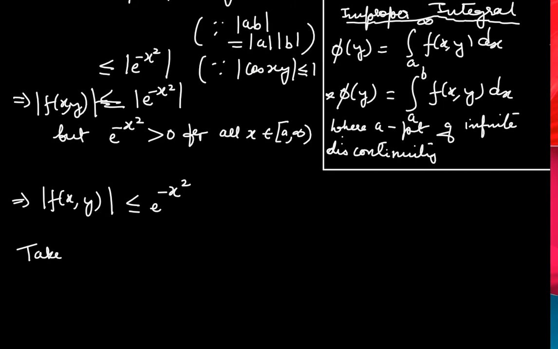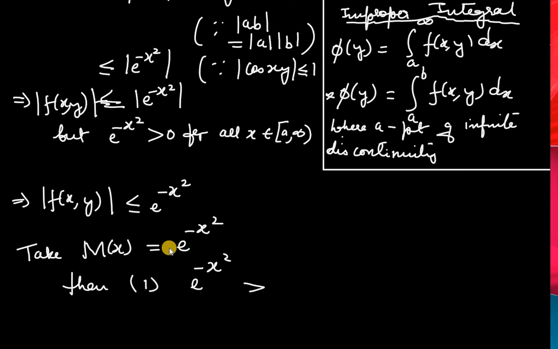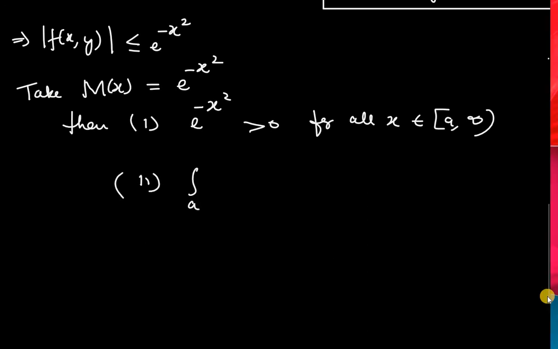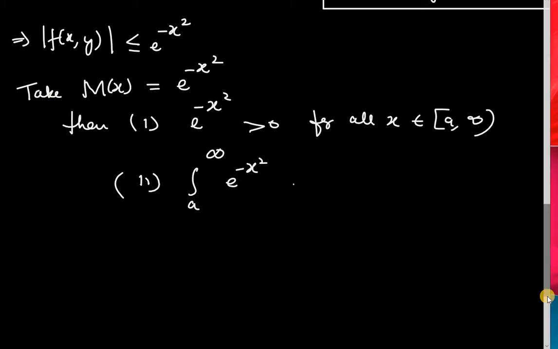Now let us take M(x). What we notice here is that this e to the power minus x squared is a function of x alone. So let us take M(x) to be equal to e to the power minus x squared. Then we see that the number one condition is that e to the power minus x squared is always greater than 0 for all x belonging to this interval a to infinity. Number two is that the integral from a to infinity of e to the power minus x squared dx is convergent.